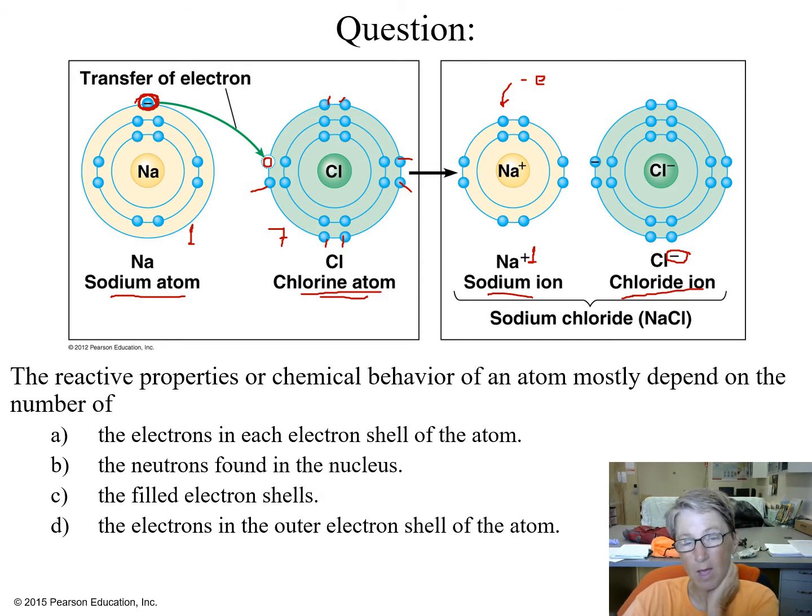And now the question: the reactive properties or chemical behavior of an atom mostly depend on the number of D, the electrons in the outer shell of the atom, is the answer.